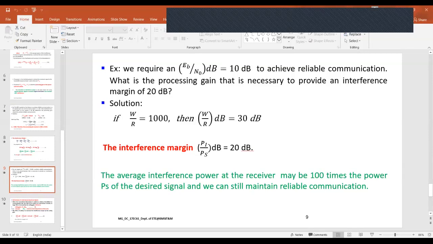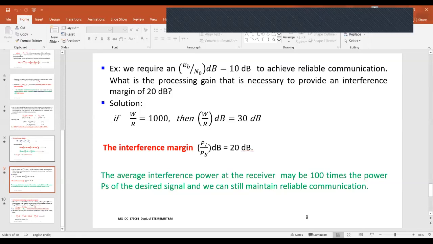So here the value of Eb/N0 is given as 10 dB, and this is the required value of Eb/N0 to achieve reliable communication. And he's asking us to calculate what is the processing gain that is necessary to provide an interference margin of 20 dB.